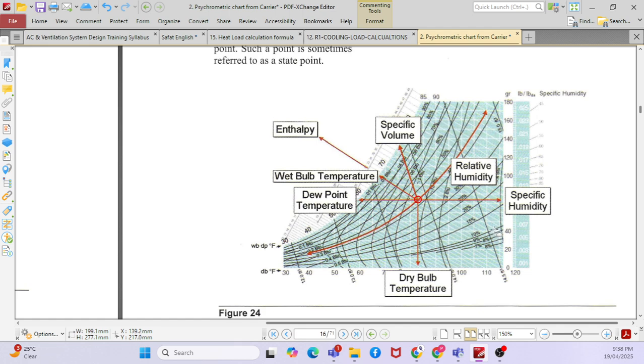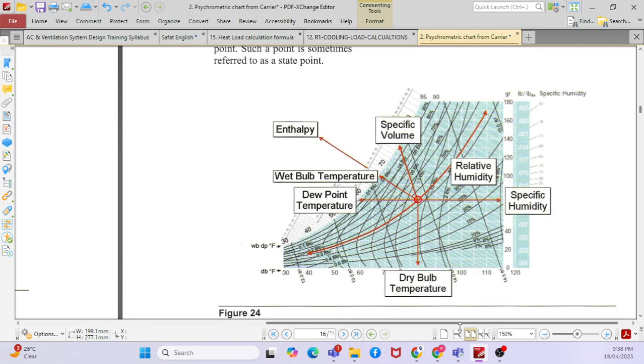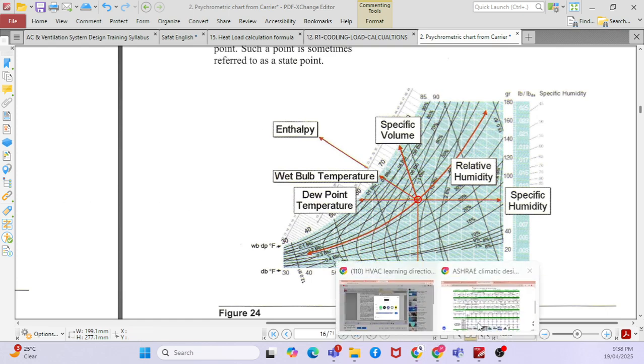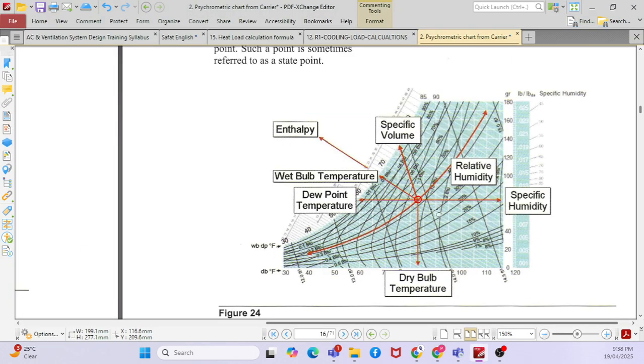So similarly, if you go to ASHRAE properties, you are able to see 46.3 and 31.5. Based on those two conditions, you can calculate all other conditions, right? Okay. Now, actually, I don't know how to read this. Yes, that is what you are going to practice now.